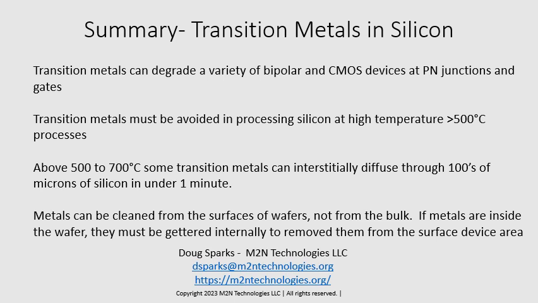You should make all efforts to clean any metal residue off the surface of the wafers. But once they're in the bulk, you've got to go with a gettering approach, which involves internally or backside surface located damage sites to attract these metal atoms and precipitate there or getter there.